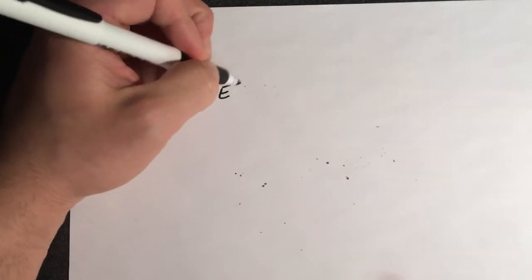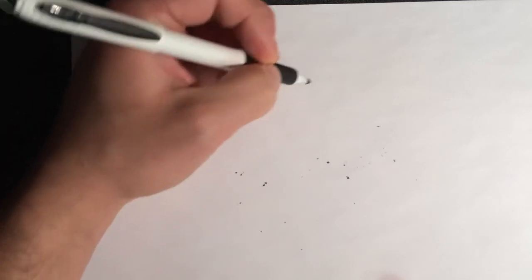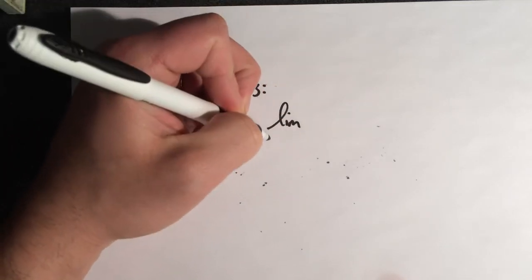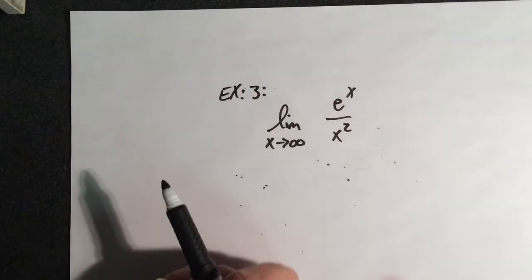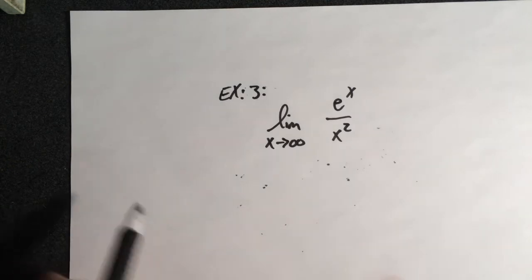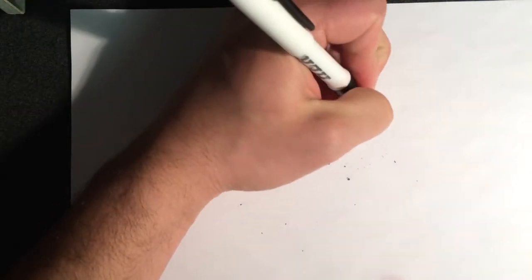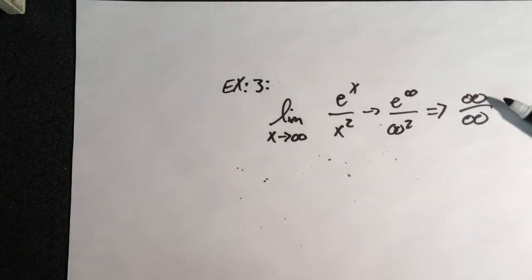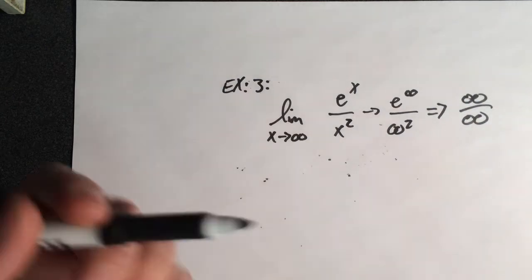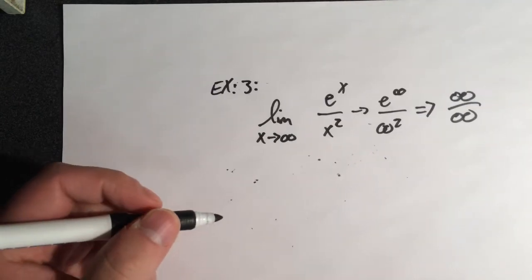So let's try this one again. Example 3. What if we had the limit as x goes to infinity of e to the x over x squared? What happens then? Well, this is for sure indeterminate, right? Because e to the infinity over infinity squared is infinity over infinity. And what is that? If the top wins here, then the thing goes to infinity. If the bottom gets to infinity first, then the whole thing goes to 0. So again, we have that situation. What is it, 0 or infinity? Well, I don't know. Let's figure it out.